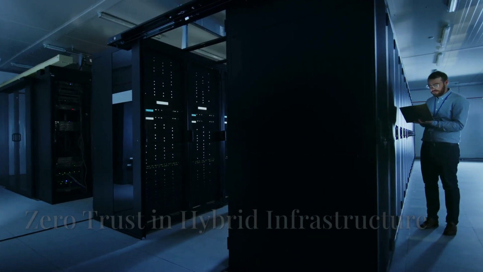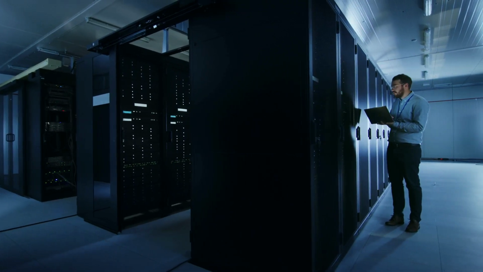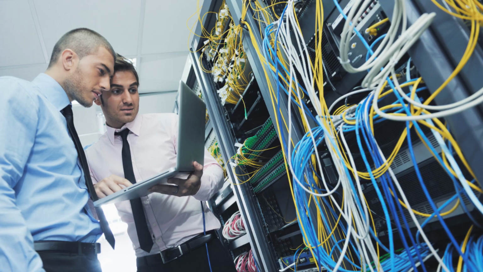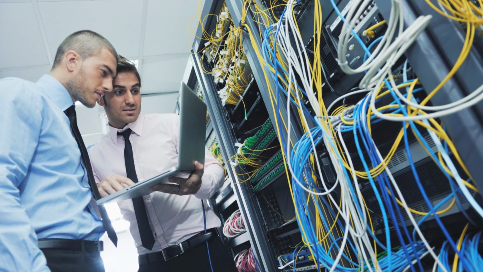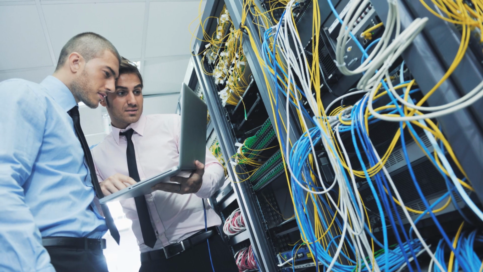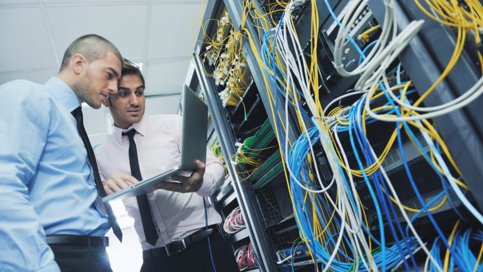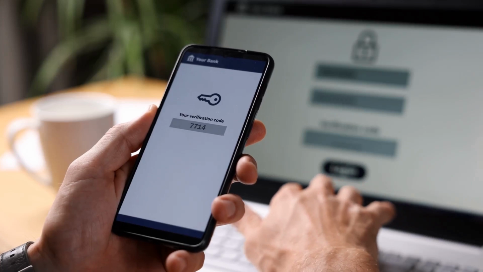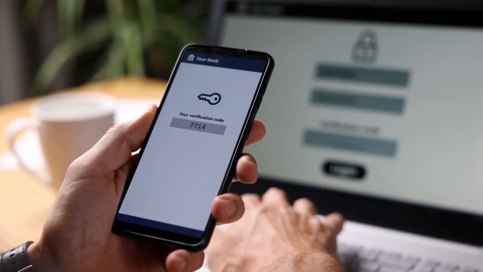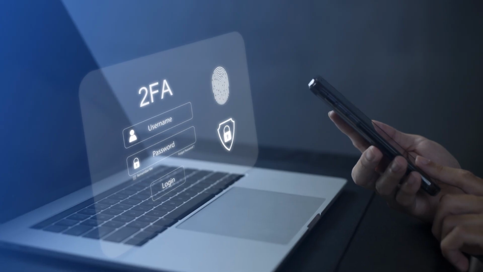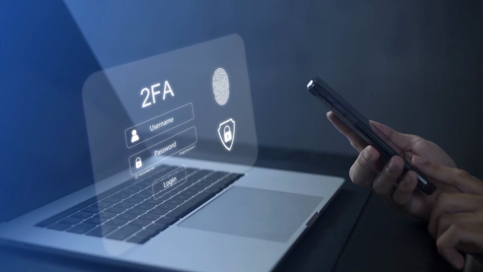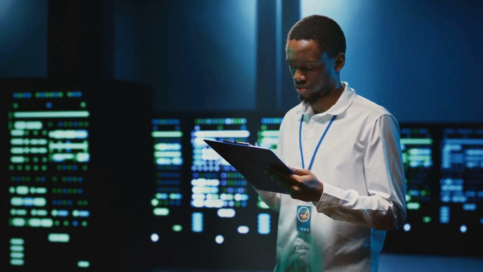Question: how have you implemented zero trust principles in a hybrid infrastructure? In hybrid environments, I've implemented zero trust through strict identity and device verification, granular access controls, continuous monitoring, segmentation, and least privilege. For identity and device verification, I use multi-factor authentication, risk-based access policies, and endpoint security to continuously validate users and devices before granting access.